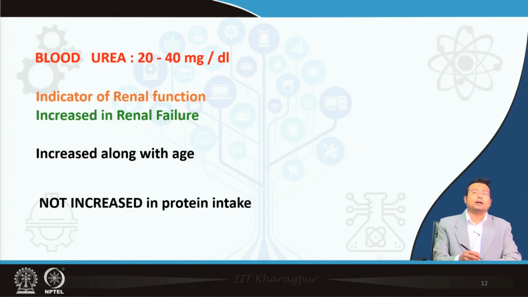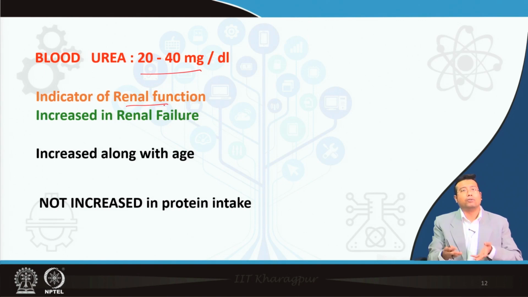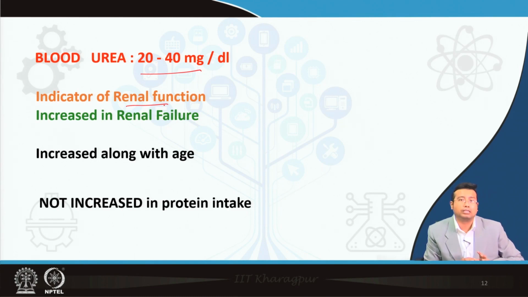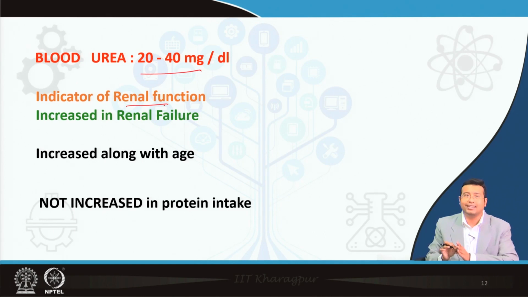Looking at the amount of blood urea, the normal level is 20 to 40 mg per dl. This is a very common indicator of renal function that is always prescribed by the clinician whenever a routine blood investigation is given, urea and creatinine. You have read about urea, and we will be reading about creatinine later, right.